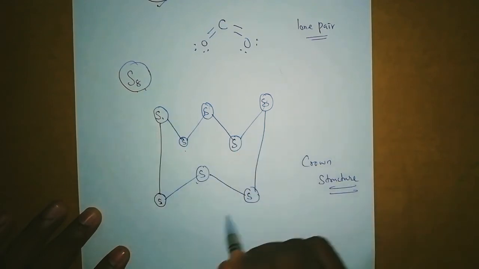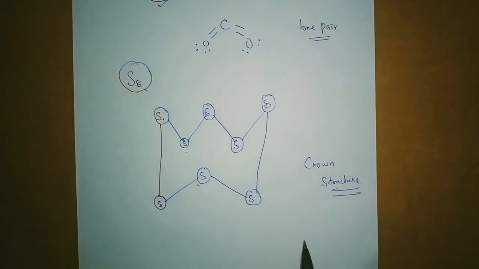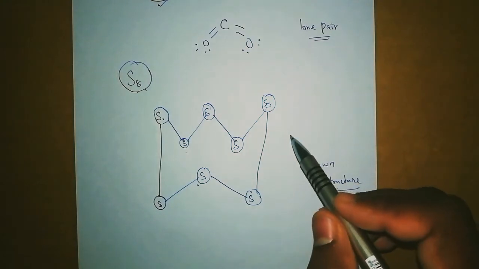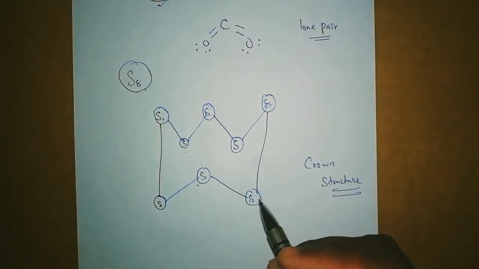It looks like a crown. You can look at it. Okay, so this is the structure of the sulfur molecule, and I made this as a clue for you. You're going to make a dot structure. I hope you can do the dot structure.